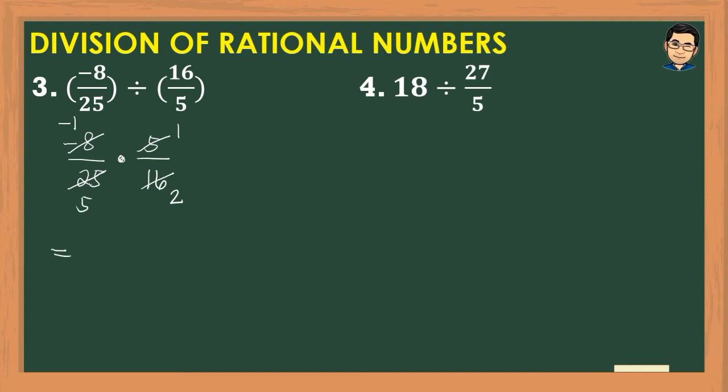Then multiplying the remaining factors, negative 1 times 1, that is negative 1. 5 times 2, that is 10. So our final answer will be negative 1 over 10.